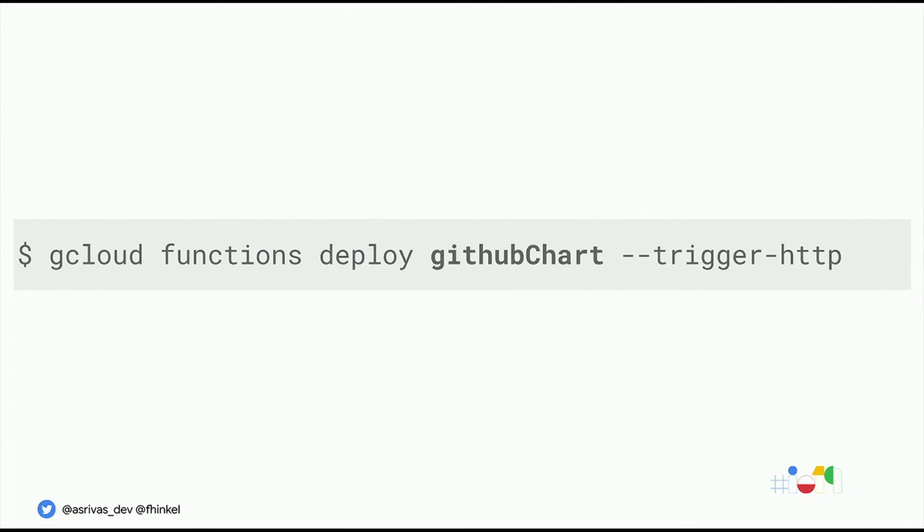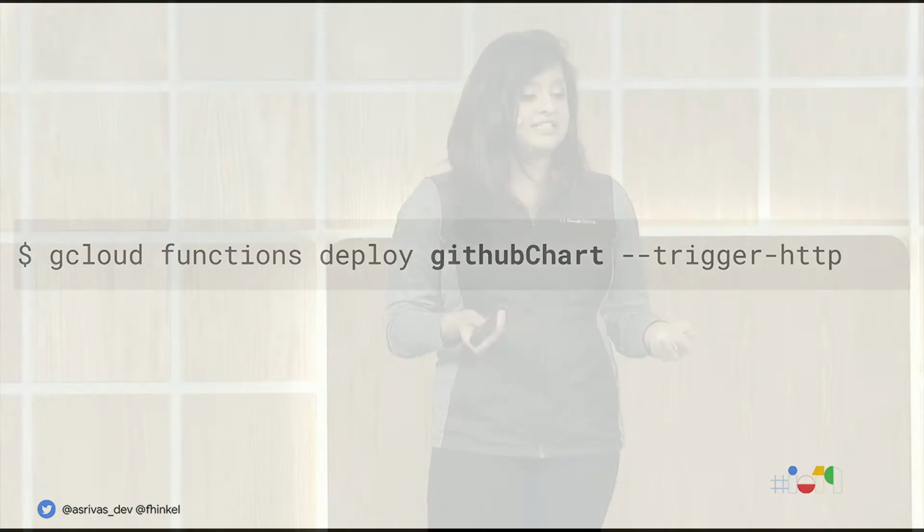So how do we deploy this function? That sounds like it might be hard or scary. It's actually really easy. You can use the gcloud CLI. The gcloud CLI is a tool that you can use to manage all your GCP tasks. So with functions, you just have to pass in the name of your exported function. So that's why we see GitHub chart again.